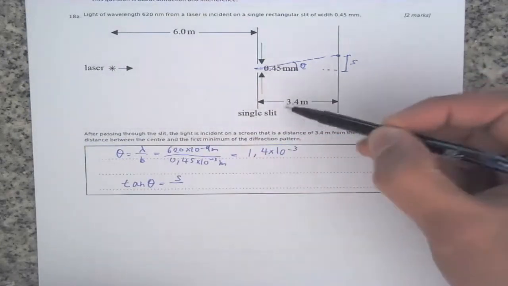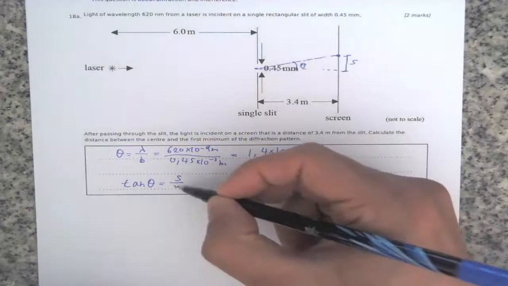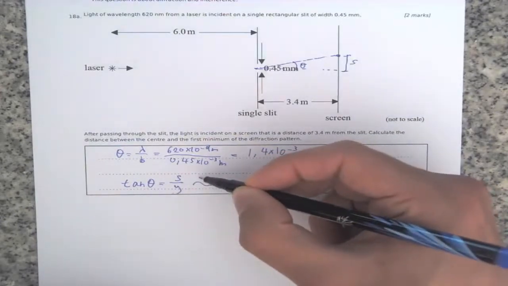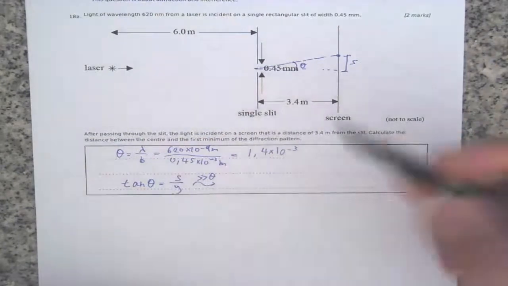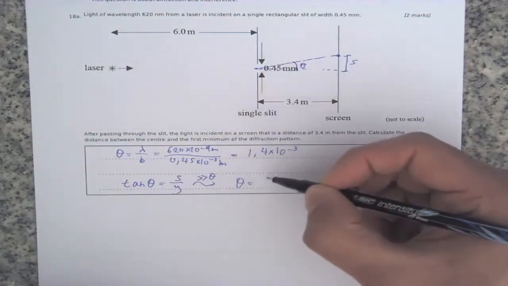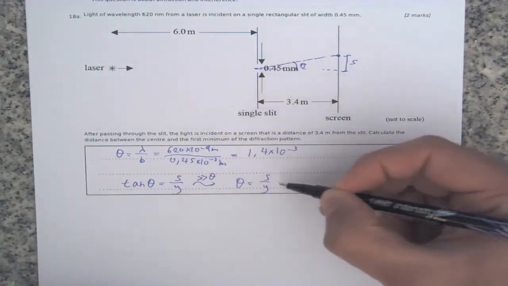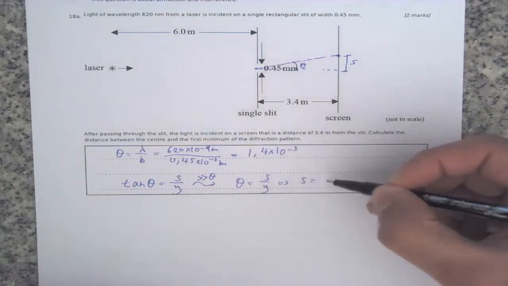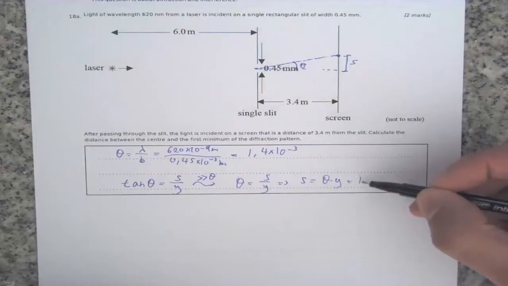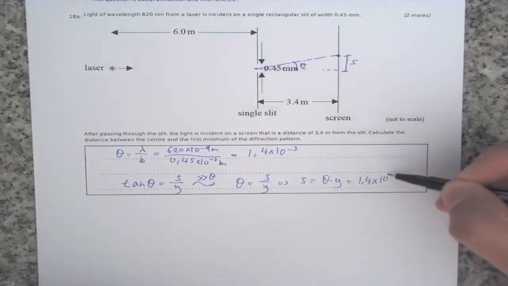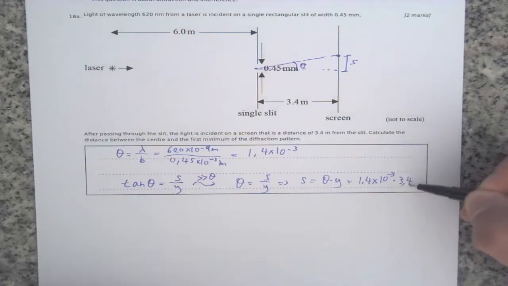The adjacent is this length here, let's call it y, it doesn't really matter. But for very small angles, the tangent can be excluded. So theta is equal to S over Y. From here, you're looking for S, so it's theta times Y, and theta is 1.4 times 10 to the power of -3. Y is 3.4 meters.